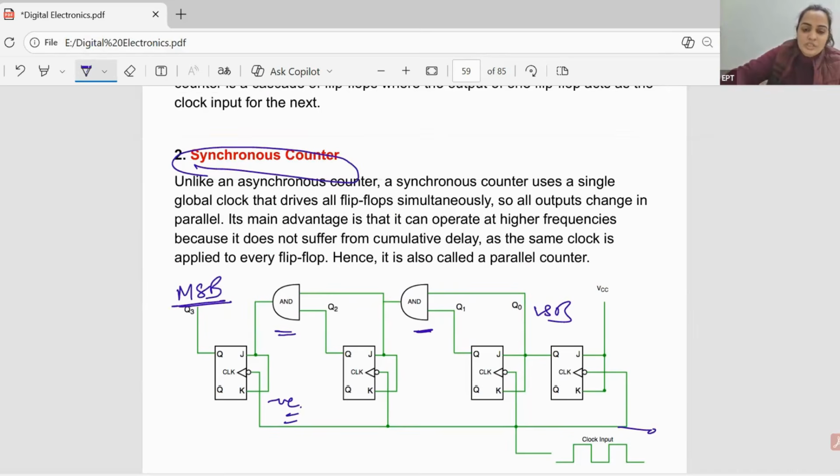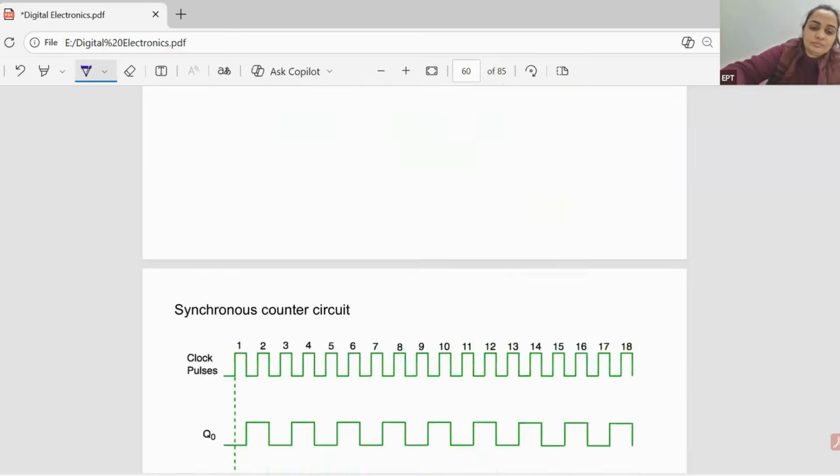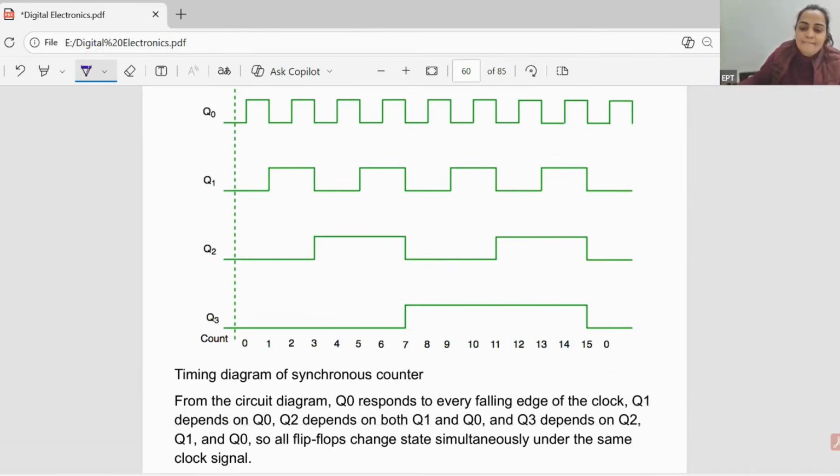Okay, it is a synchronous type of counter. All right, this is nothing but a T flip-flop only, right? Because see, this is one, right? And the output of this will be given as the input to the next stage like this. Then this will be like this. Okay, this is a synchronous counter output.